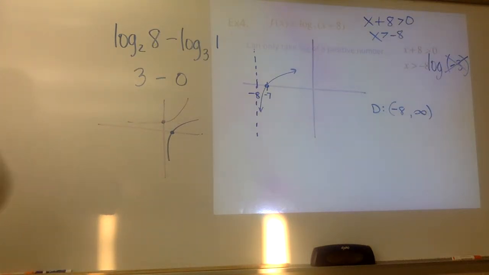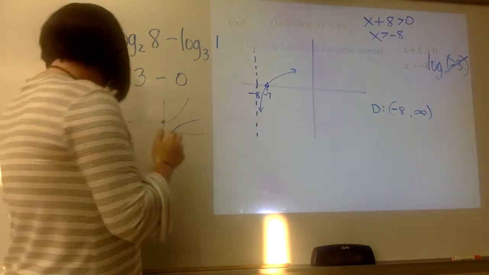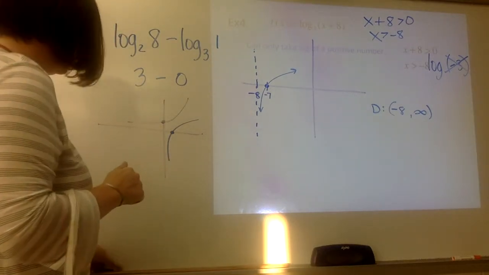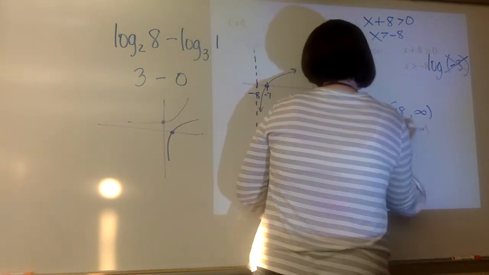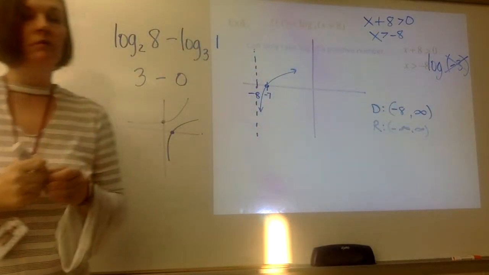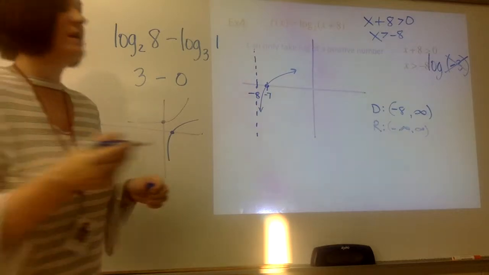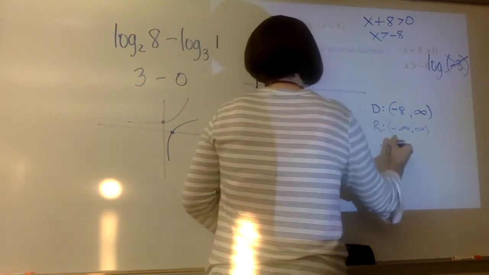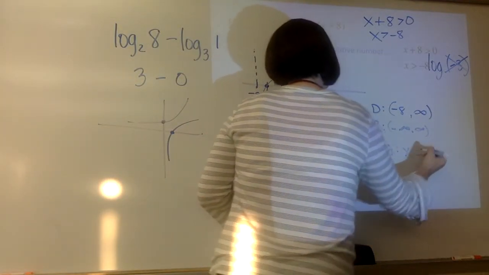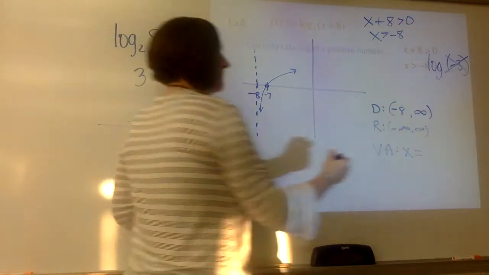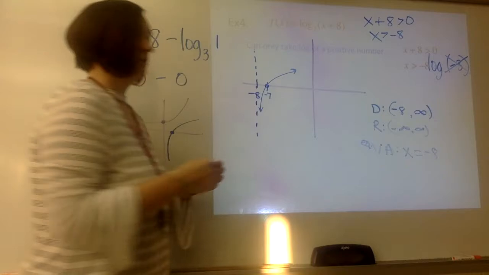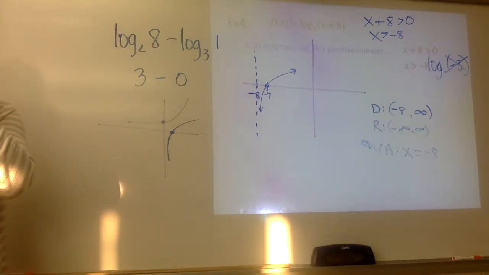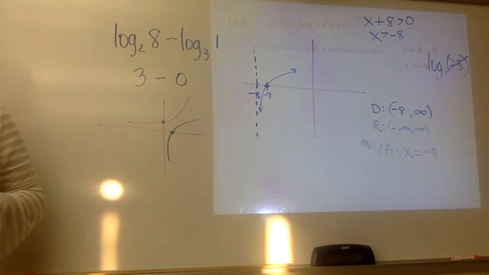How about range? How far south, how far north? -infinity to infinity. And what's the equation of the vertical asymptote? X equals what? -8. Don't forget, this is an equation. How do you feel? Good?